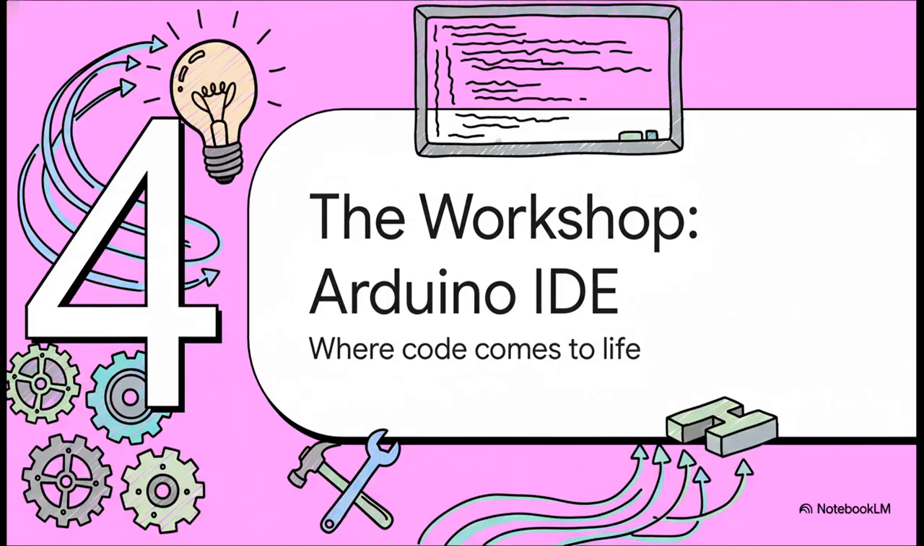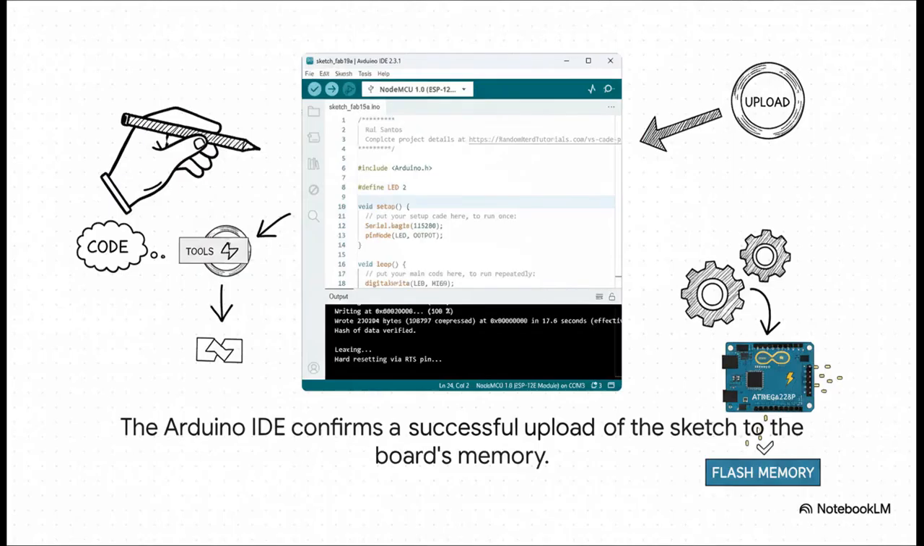Okay, we've got the hardware. We know the basic commands, but where do we actually type the code? That would be the Arduino IDE. Think of it as your digital workshop for writing, checking, and sending your code to the board. The IDE is meant to be super straightforward. You write your code, which they call a sketch, right here in the main window.